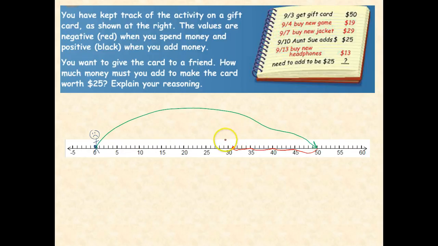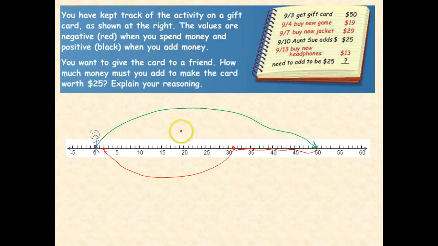Oh no, I'm spending $29. So let's see here. If I go 10, it'll put me here. If I go another 10, it'll put me here. And then 1, 2, 3, 4, 5, 6, 7, 8, 9. Here I am at only $2.